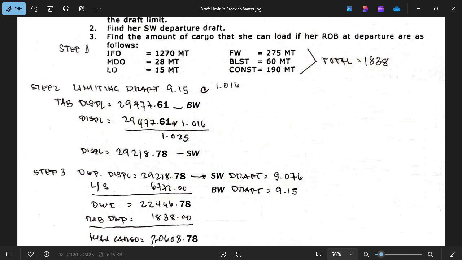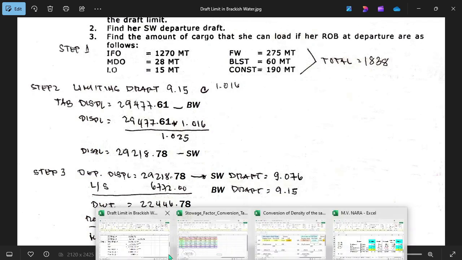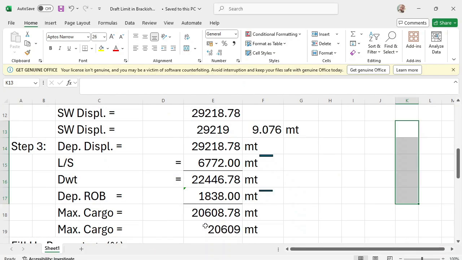And that will be the same here. Cargo to load will be 20608.78, or 20609.